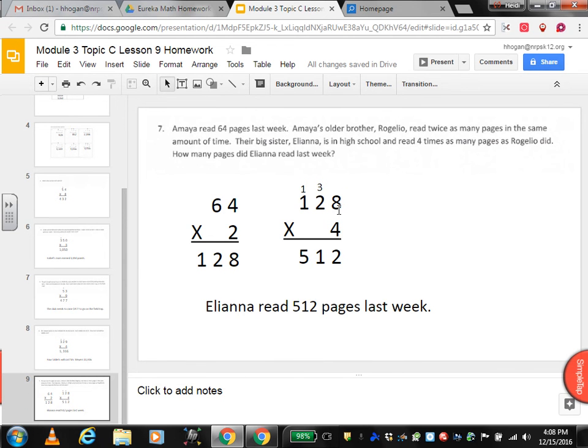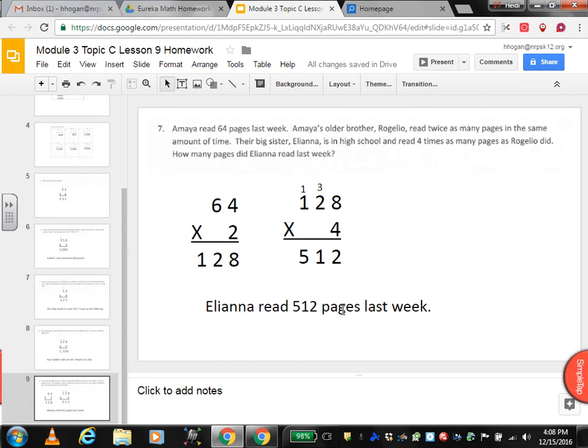So 4 times 8 is 32. We would regroup 3 times. 32. 4 times 2 is 8, 9, 10, 11. We have to regroup again. 4 times 1 is 4, and 1 is 5. So Eliana read 512 pages last week.